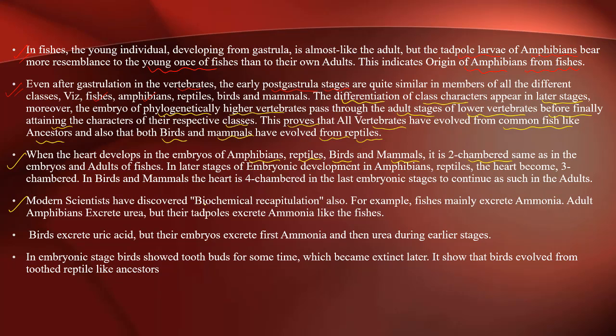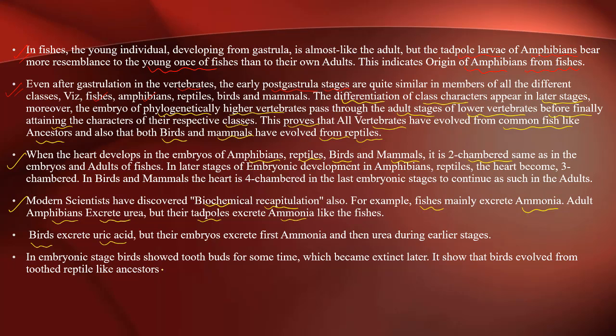Modern scientists have discovered biochemical recapitulation also. It means the same thing. It is not only happening in organic evolution, it is also happening in biochemical evolution. For example, fishes mainly excrete ammonia because they are in water. They don't have a renal portal system, which is ill developed. Adult amphibians excrete urea, but their tadpoles excrete ammonia. So the tadpoles, which are the larval stages of amphibians, actually resemble fishes, because the tadpole is the embryological developmental stage of amphibians, and that is why they resemble fishes and excrete ammonia.